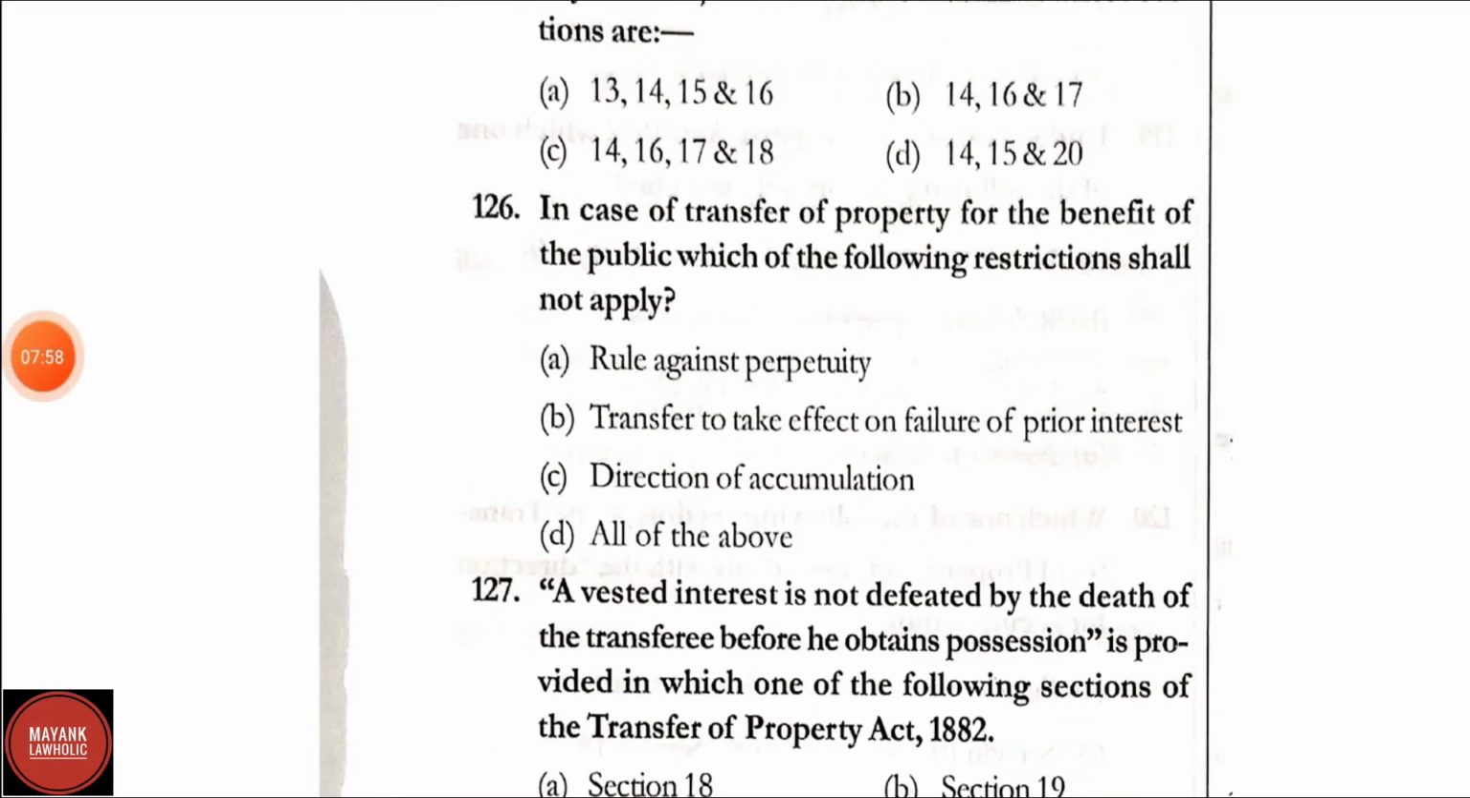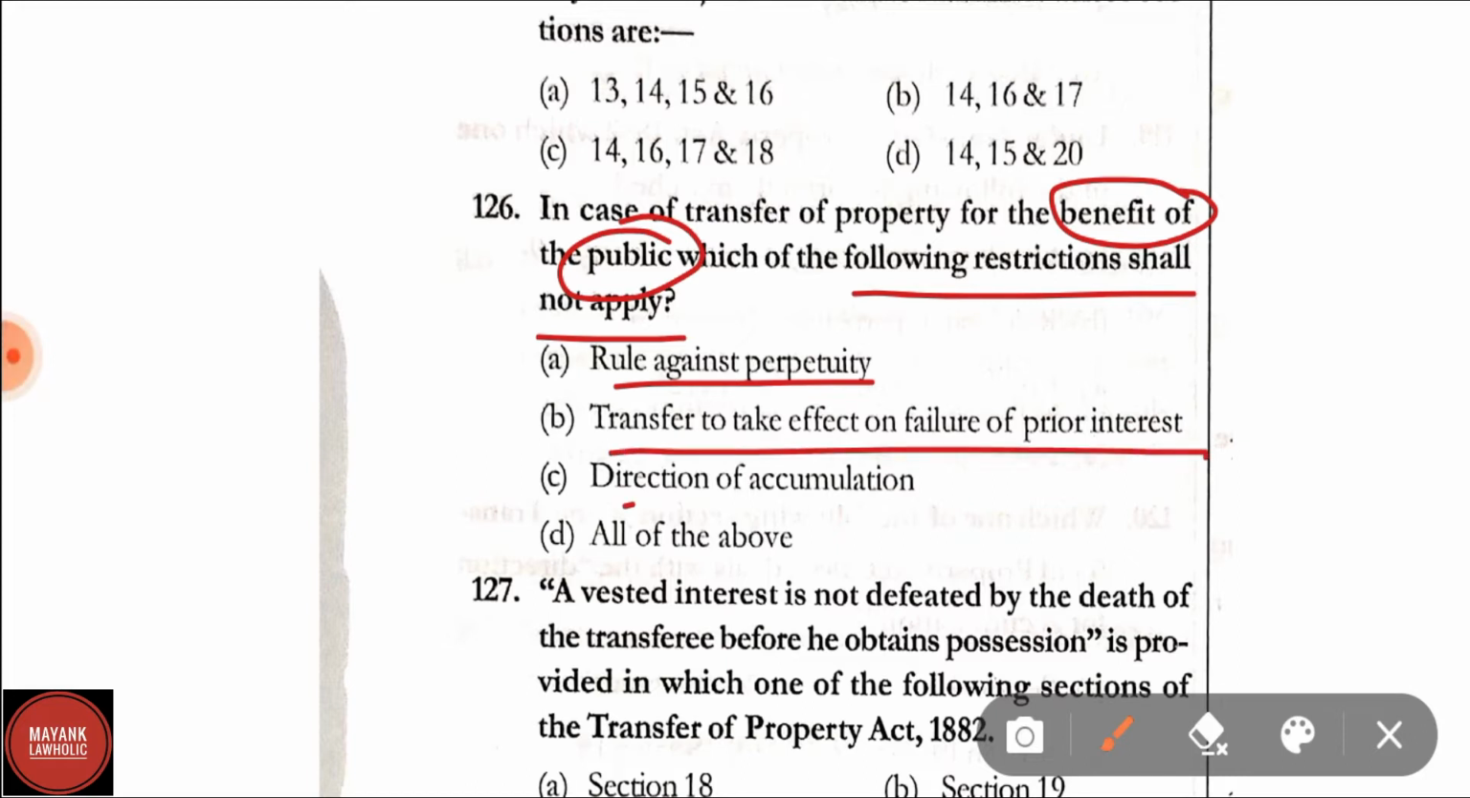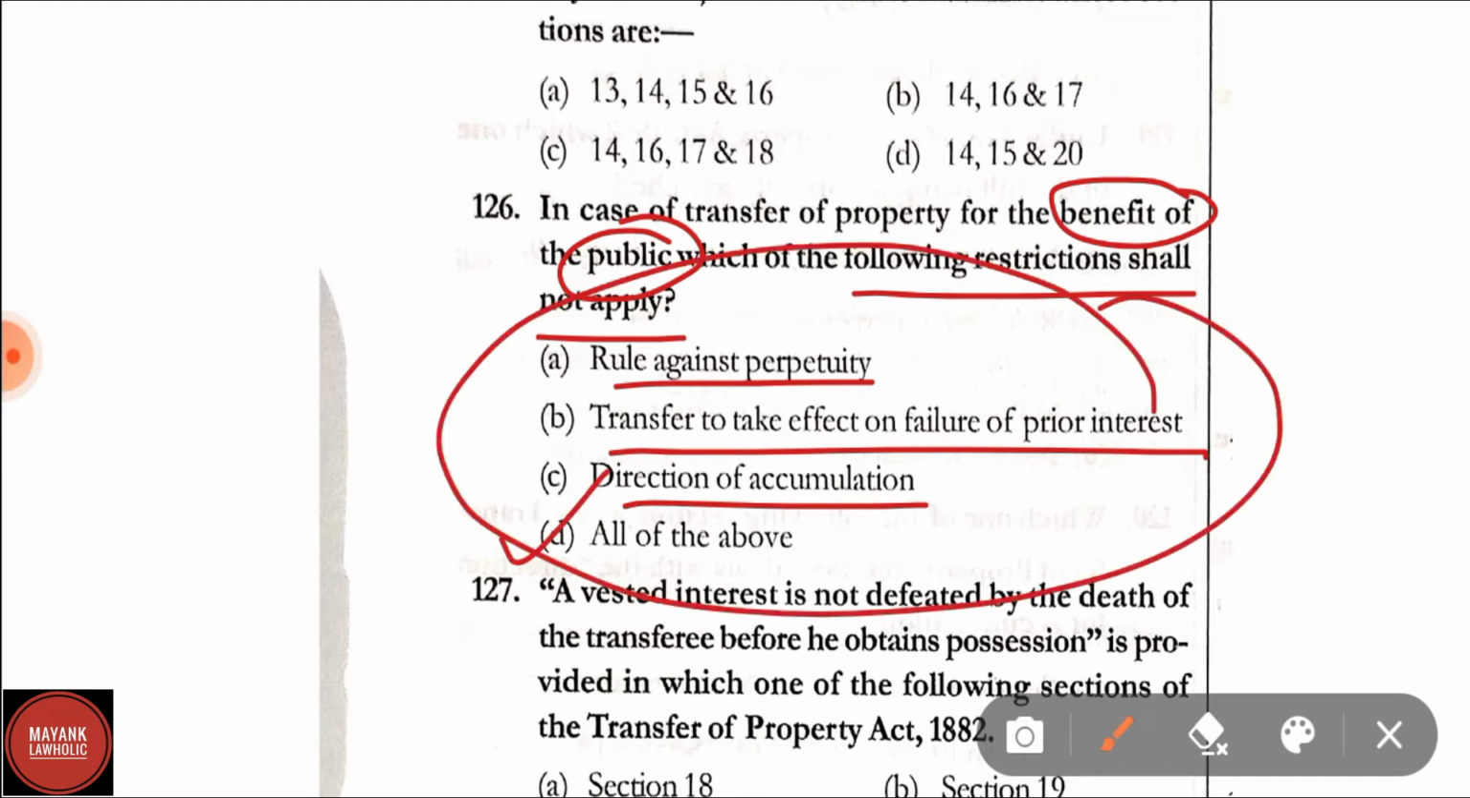Question number 126. In case of transfer property for the benefit of the public, which of the following restrictions shall not apply? Rule against perpetuity, transfer to take effect on failure of prior interest, direction of accumulation. Here correct answer is option D, that is all of the above.